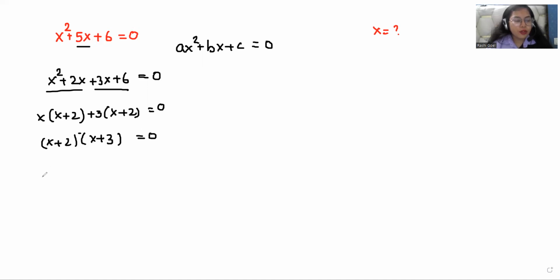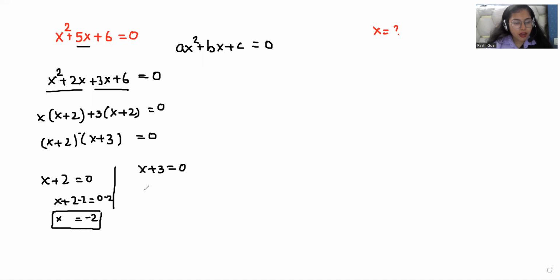So now we have two roots. Either x plus 2 is equal to 0 or x plus 3 is equal to 0. From x plus 2 is equal to 0, if I add minus 2 on both sides, x is equal to minus 2. And from the next case, if I add minus 3 on both sides, then x is equal to minus 3. So we have two values of x, either minus 2 or minus 3.